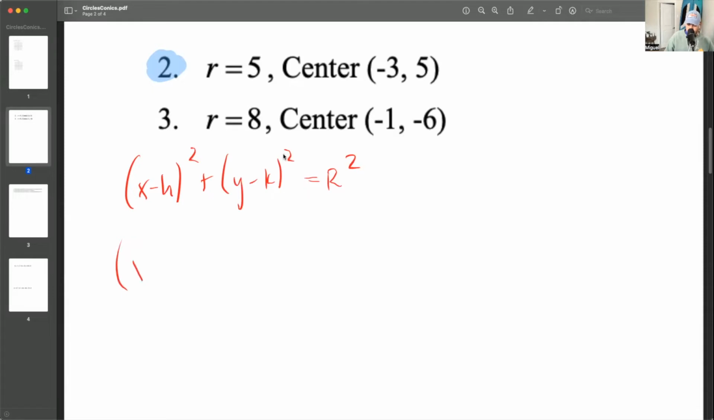So I have x minus, now pay close attention to this. I'm going to put a -3 here, and I'm going to be pretty obvious with it as I write my parentheses, plus y minus 5 squared is equal to, and then our radius was 5 squared. Okay. So what do you think happens to this minus in the first parentheses? That minus turns into a plus.